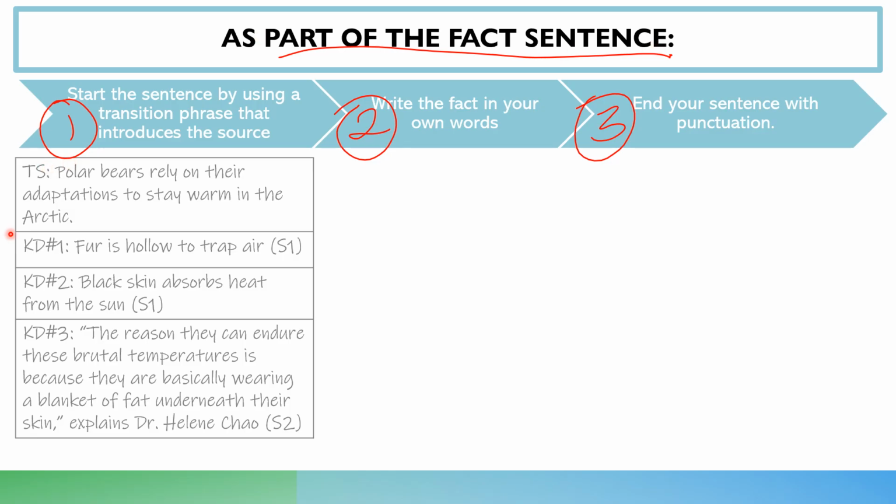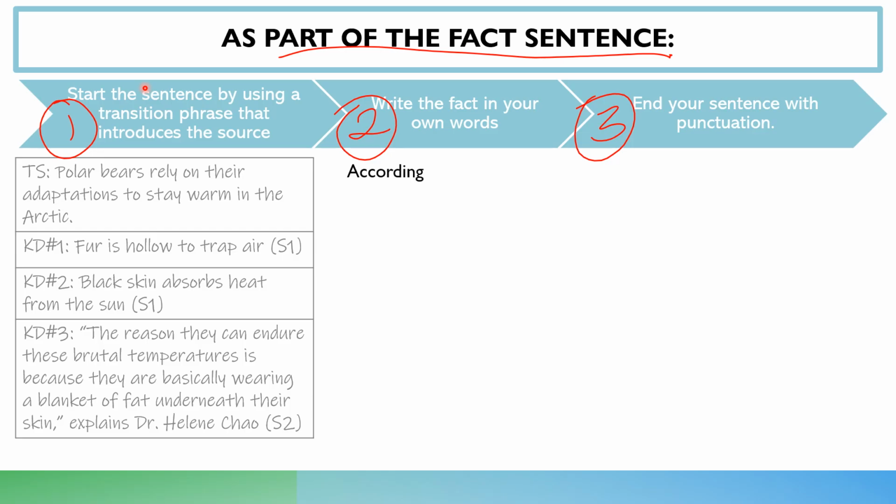So again, let's start with this first key detail about the fur being hollow in order to trap air. So first, I'm going to look at my key detail 1, fur is hollow to trap air. And instead of starting with the fact, I'm going to start by using a transition phrase that introduces my source. So source 1 was actually a National Geographic magazine article. And so I'm going to start by telling what was said in that article and telling that that article is where my info came from.